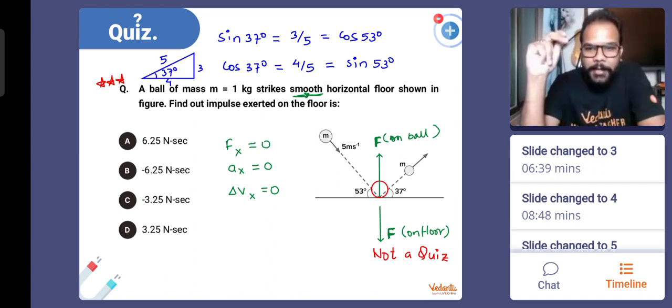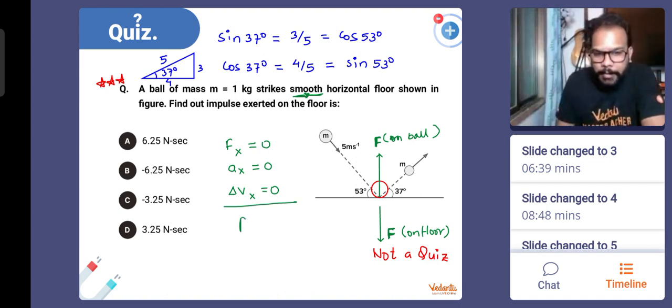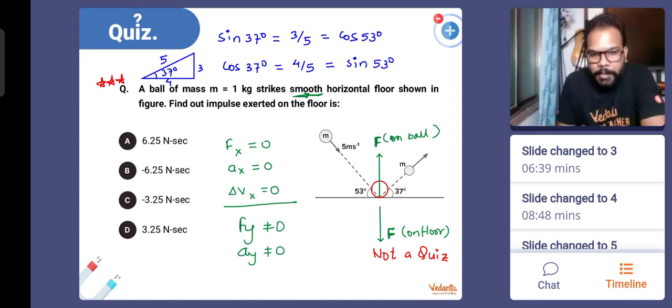Guys, the force acting on the ball in the horizontal direction is 0. There is no force acting. If there is no force acting in the horizontal direction, there is no acceleration in the horizontal direction. That means there is no change in the horizontal component of the velocity. But in the y direction, the force is not 0. The acceleration in the y direction will be non-zero, and the change in the y component of velocity will also be non-zero.